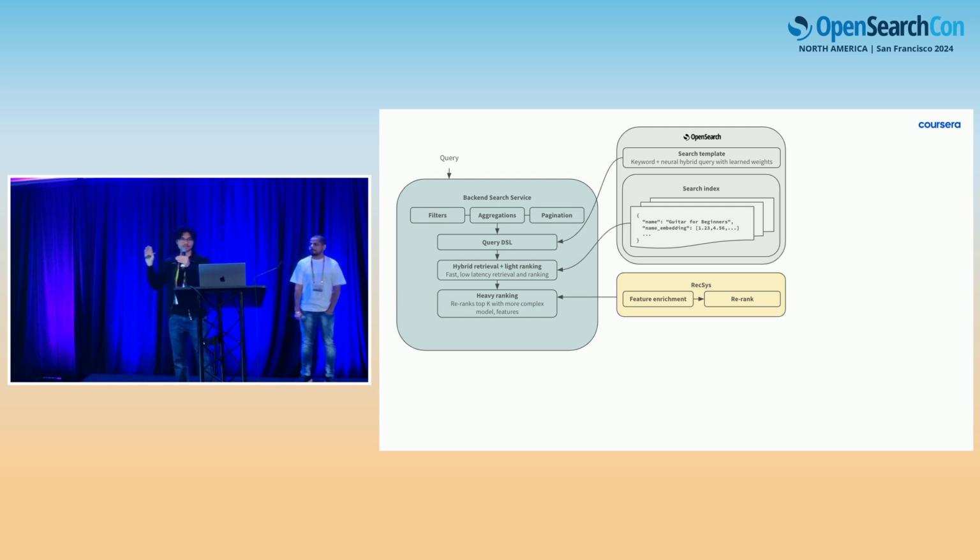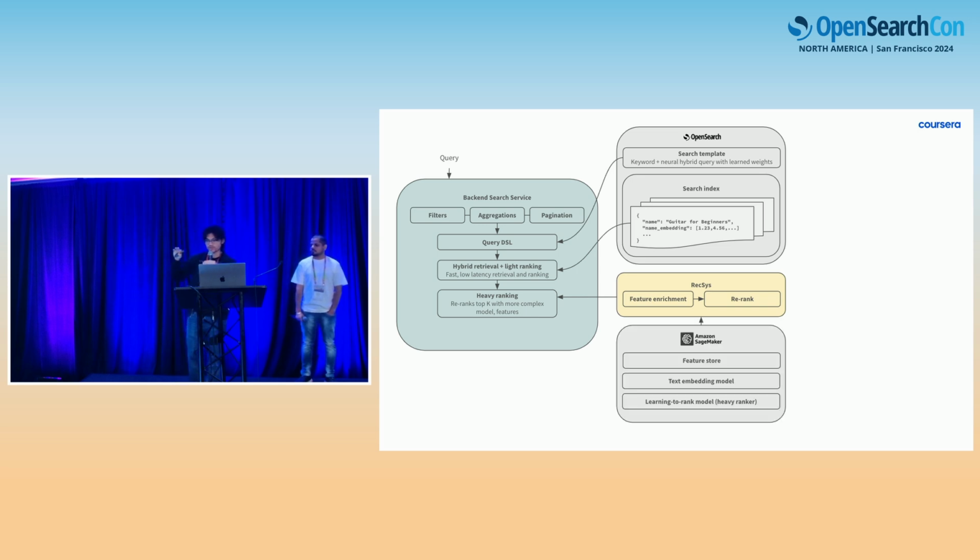The fun part is that it takes care of all the feature enrichment for us, and sends it to the appropriate re-ranker. Now, under the hood, Rexis is just a wrapper on top of SageMaker. All of these features are coming from a SageMaker feature store, and all of these rankers are deployed as SageMaker endpoints. In fact, our text embedding model, remember, if you're using the neural query, you need to embed that text before actually performing the search, is hosted externally as an endpoint in SageMaker as well.